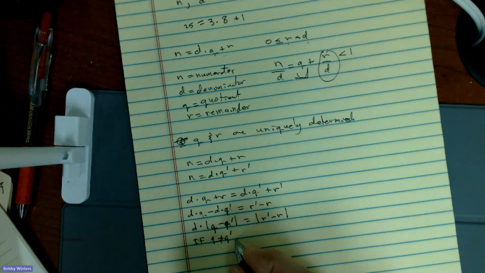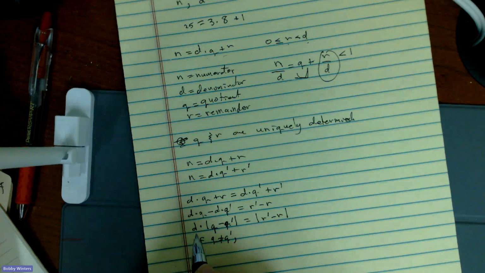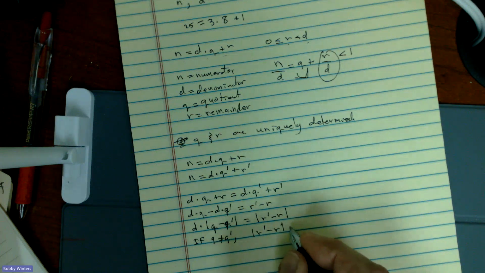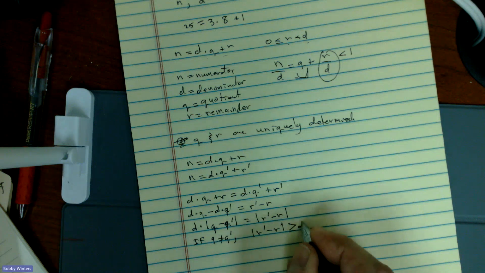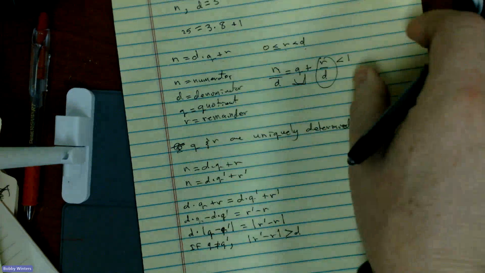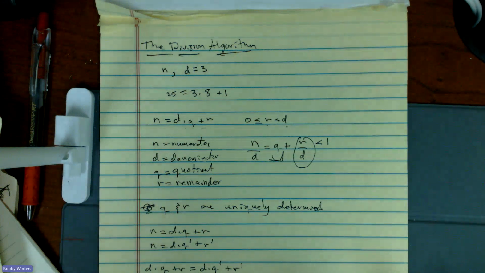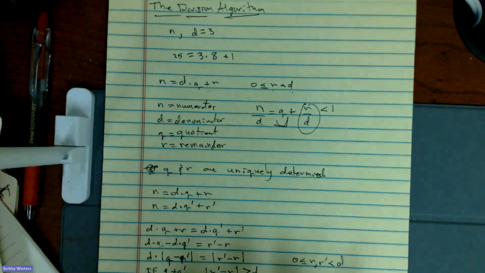But if Q does not equal Q prime, D can't be equal to zero because you can't divide by zero. So I'd have that the absolute value of R prime minus R is going to be bigger than or equal to D, but that can't be, because I'm making the assumption that both R and R prime are between D and zero. And if that is the case, then the difference between them can't be any bigger than D. Okay, so we would have a contradiction. Therefore, we have to have that Q is equal to Q prime and R is equal to R prime. So there's only one way to do this division.